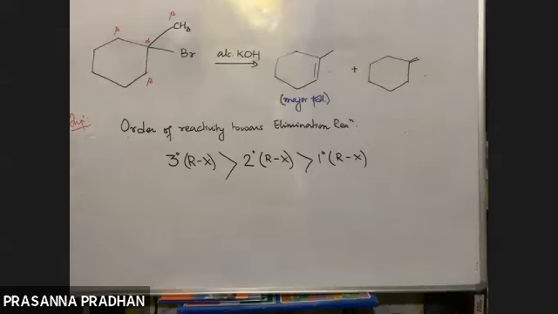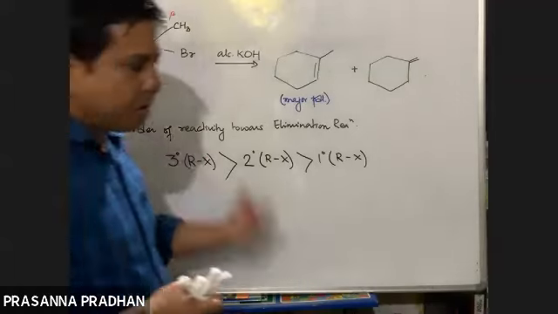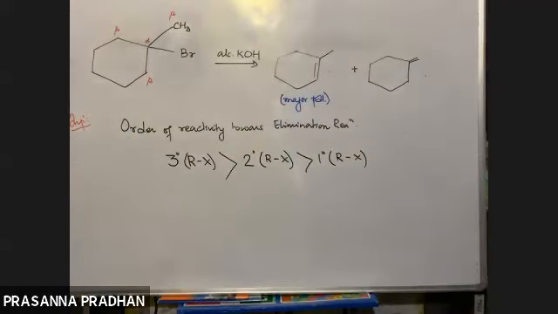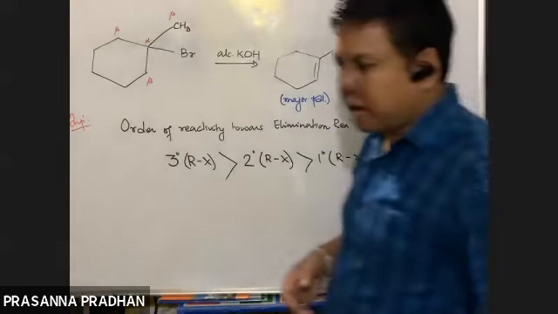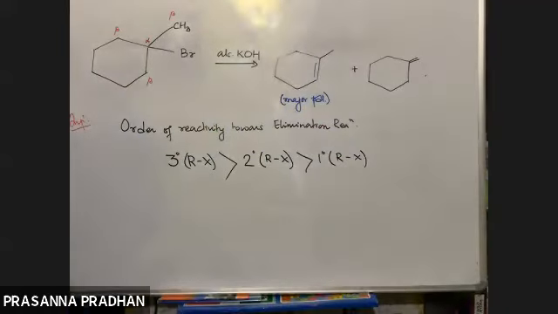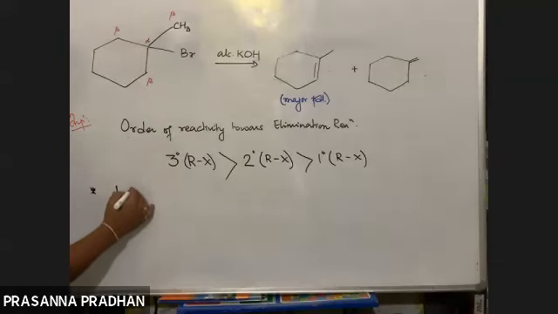I'm not going into details as mechanism is not there in your syllabus. So just remember the simple fact that the order of reactivity of alkyl halides towards elimination reaction is 3-degree alkyl halides will be the most reactive, followed by 2-degree, followed by 1-degree. Now whatever question answers can we expect from you? I'll just give you two things. You try to do this on your own.